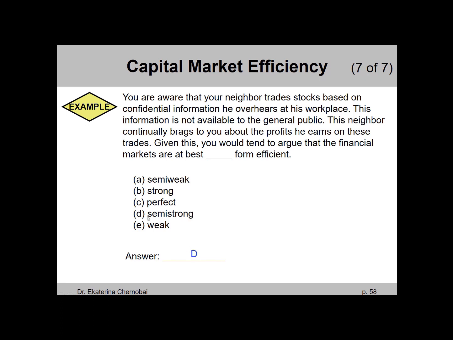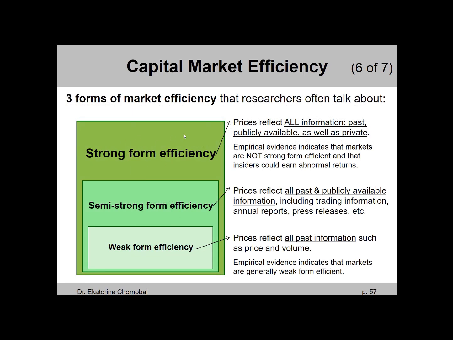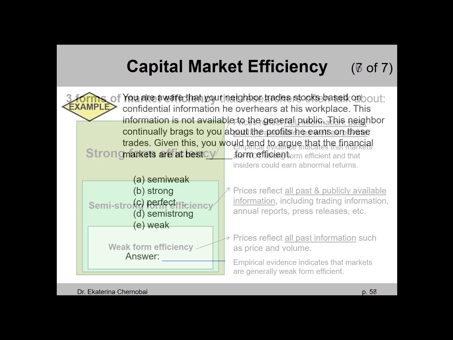The right answer is D, semi-strong, because if the market was strong form efficient, it means what? It means even though he has access to private information, it's already too late. It's already reflected in the prices. He cannot make profits. But because he can make a profit based on the inside information, it means the market is not strong form efficient. So either semi-strong form or weak form. At best, semi-strong form. That's the answer.